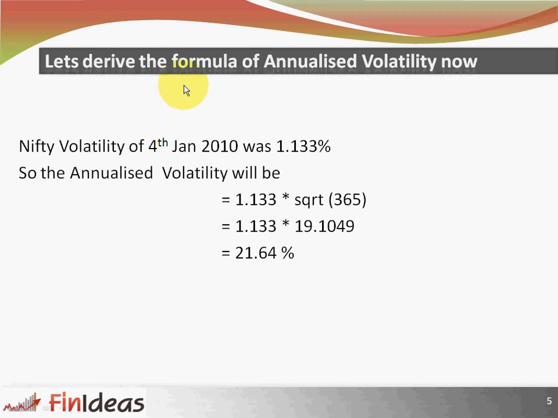Let's derive the formula of annualized volatility. Nifty volatility of 4th January 2010 was 1.133%. So the annualized volatility will be 1.133 multiplied by the square root of 365. That will come to 1.133 multiplied by 19.1049, which is equal to 21.64% annualized volatility.